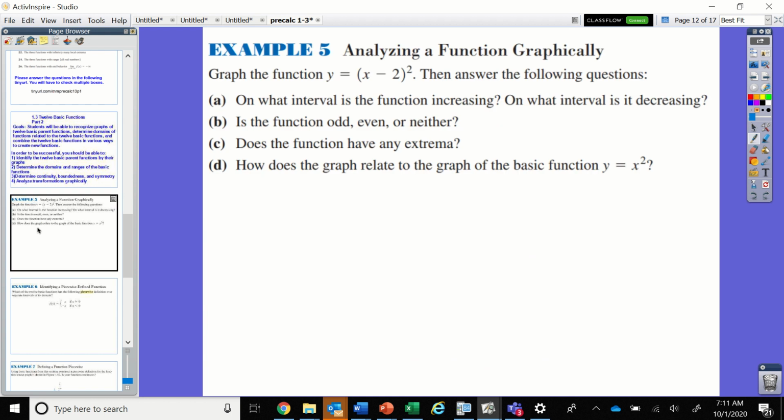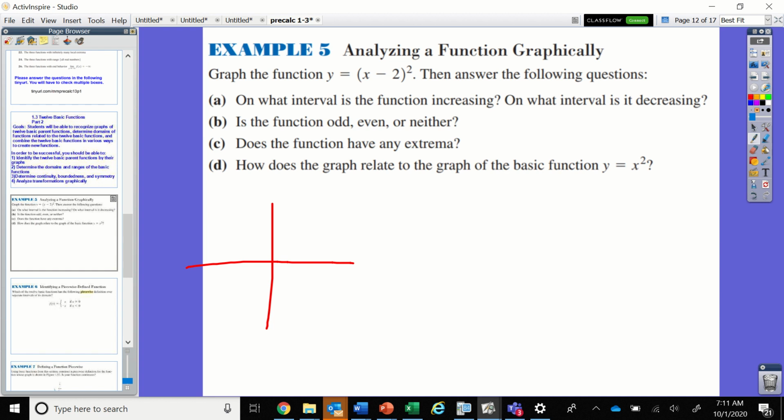It says go ahead and graph the function. Now this is assuming we're graphing it not using a graphing calculator. So let's go ahead and graph first and foremost here. Obviously this is our basic x squared or squaring function, the basic parent function. And then that minus 2 on the inside is our idea of a transformation.